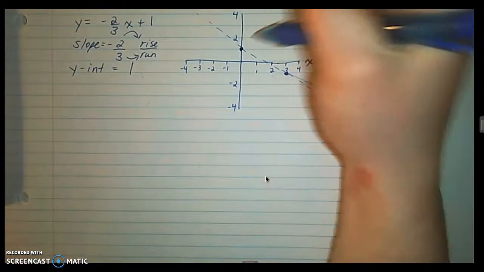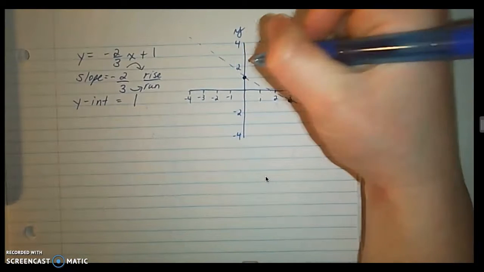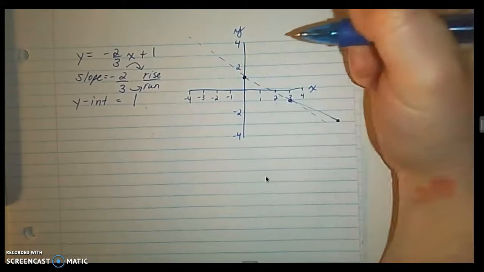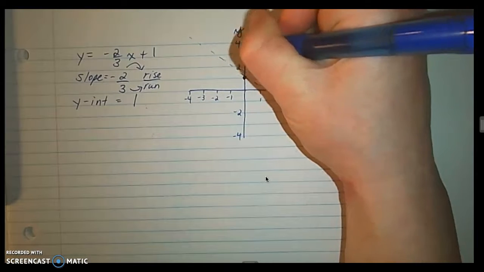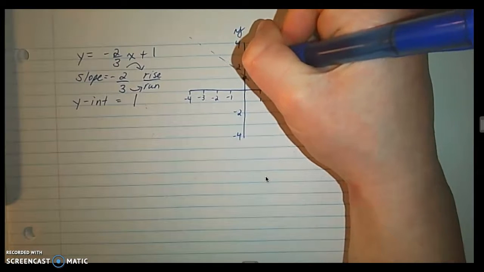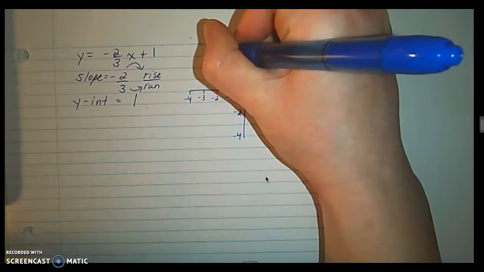I could also, though, use the slope to go backwards if I wanted to. So instead of going down 2 and to the right 3, I could go up 2, and then I could go to the left 3. So then it's kind of like I'm doing the negative as the run part. So up 2 and over 3 brings me to like a point right there.